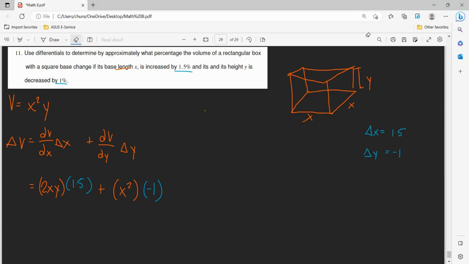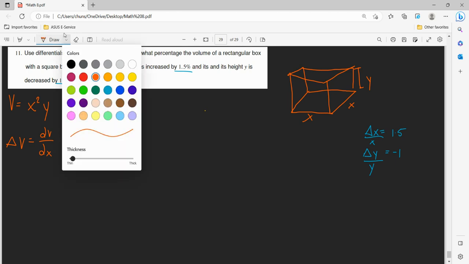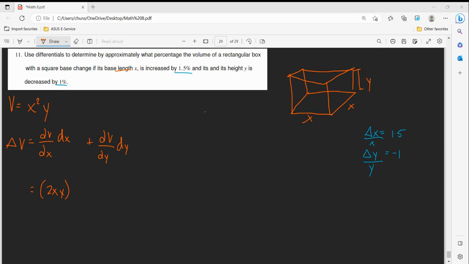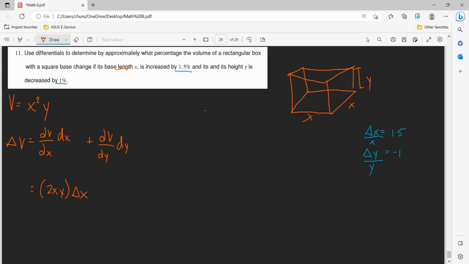Sorry, let me rewrite this. I apologize. Since this is a percent, this means that our change in x over our original x is equal to this variable here, and our change in y over our total y is equal to that. So if I wrote this out, it's still the same here. So I'm going to write this again. This is 2xy delta x plus x squared delta y.